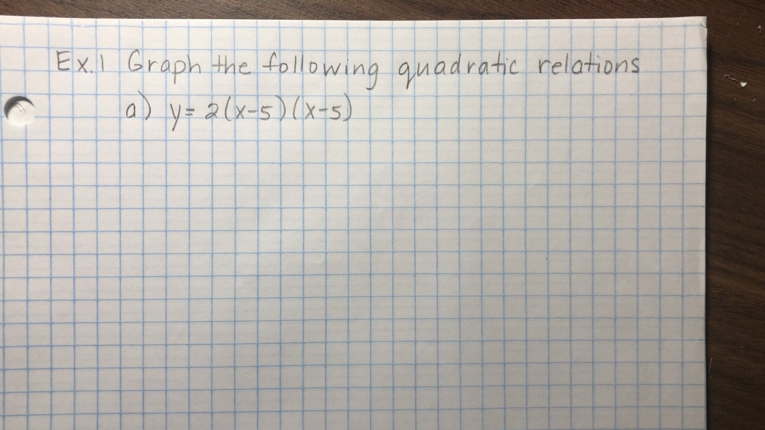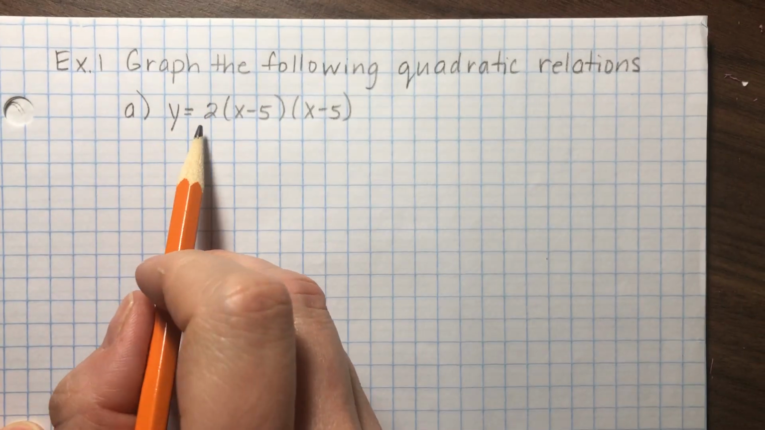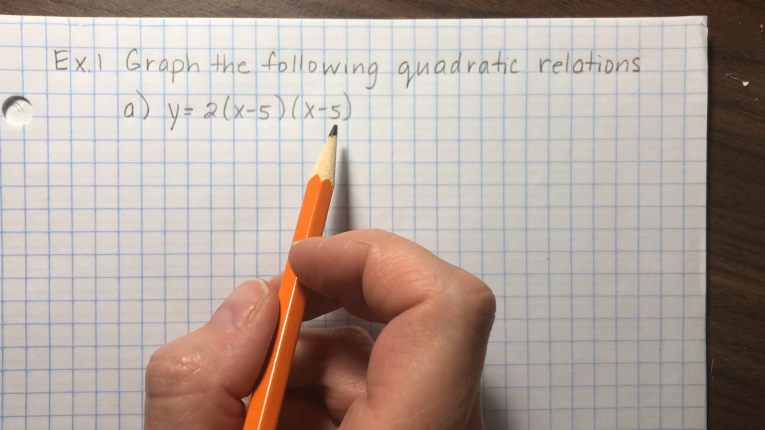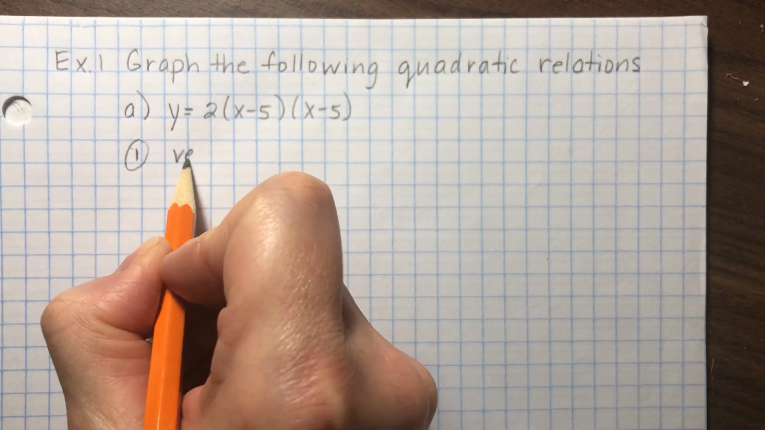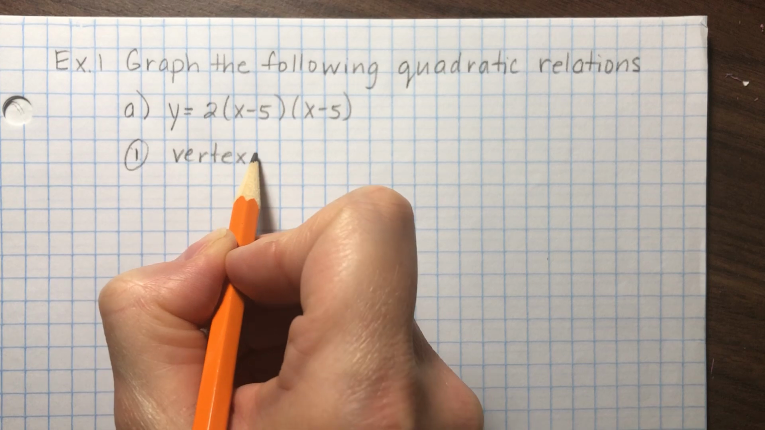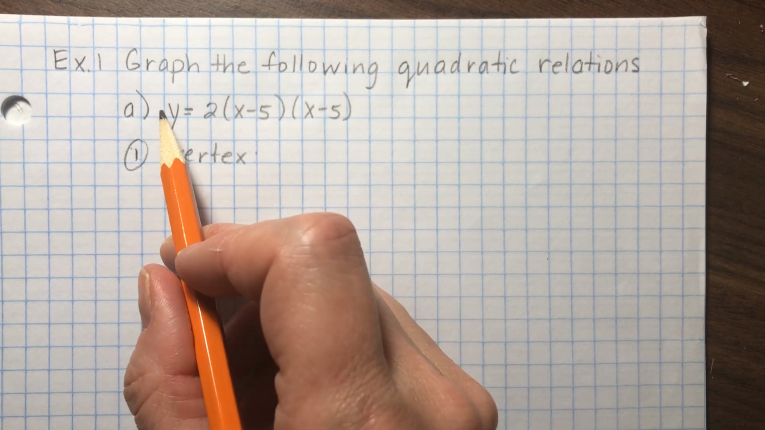Well, first we can determine the x-intercept or the vertex. That's step one. So if I look at the relation y is equal to 2 times (x minus 5) times (x minus 5), the vertex or x-intercept is going to be (5, 0), because an x value of 5 would make the y-coordinate 0.